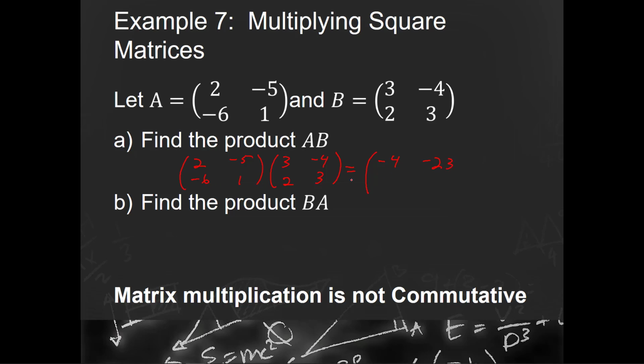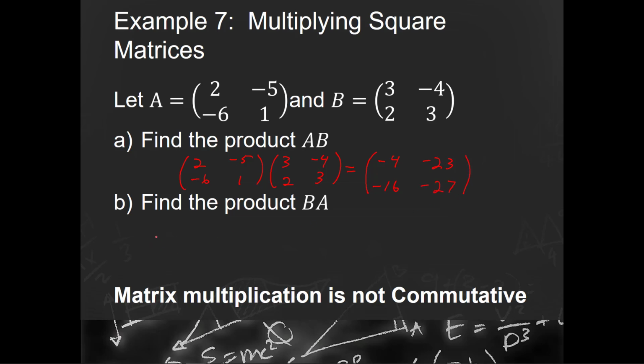And then for this one, it's going to be the second row times the first column. That's going to be negative 6 times 3, which is negative 18, plus 1 times 2, that's going to be negative 18 plus 2, or negative 16. And then finally, for the last one, we're going to multiply this row by this column and add them up. Negative 6 times negative 4 is 24, plus 3 is 27.